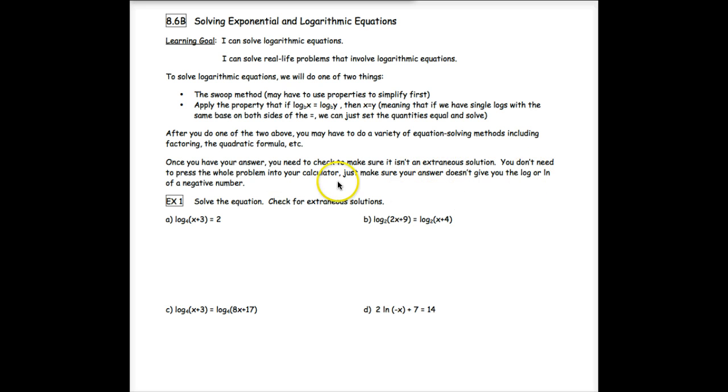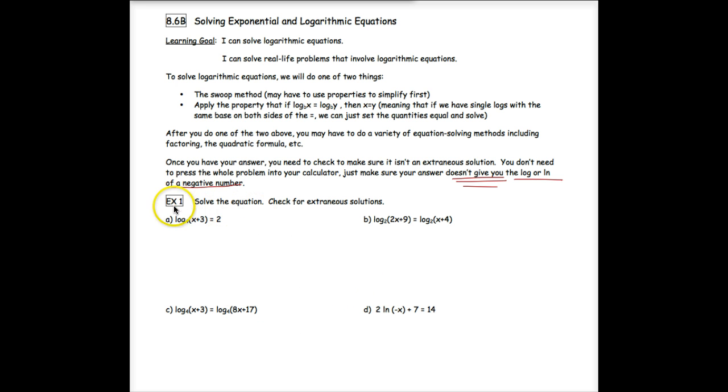Like I said, you don't need to press the whole problem into your calculator. The only thing that we cannot have with extraneous solutions is the log or natural log of a negative. So all you have to do is plug it into anything that has a log on it and make sure it's not going to give you log of a negative, because that would be undefined.